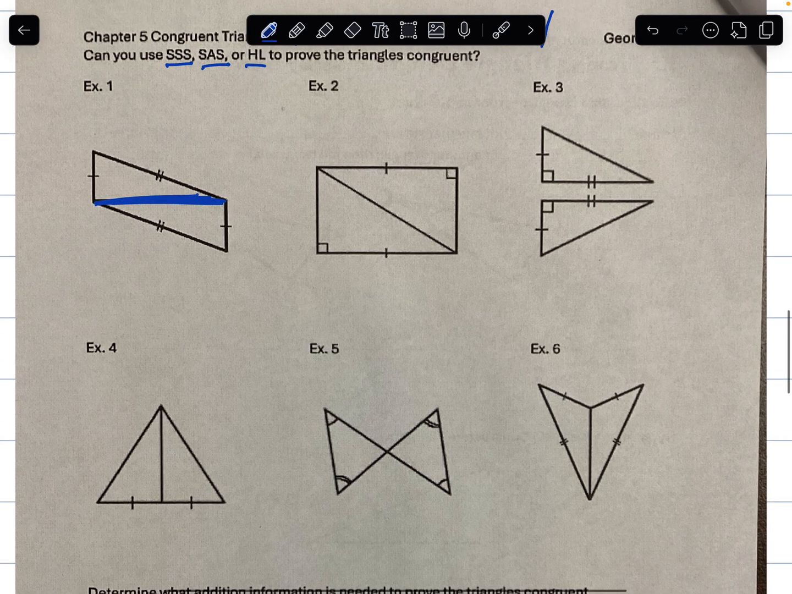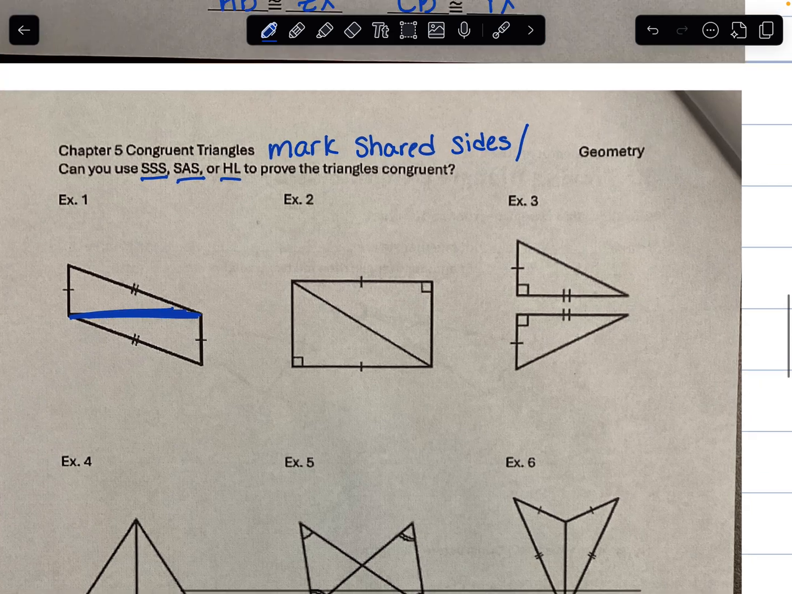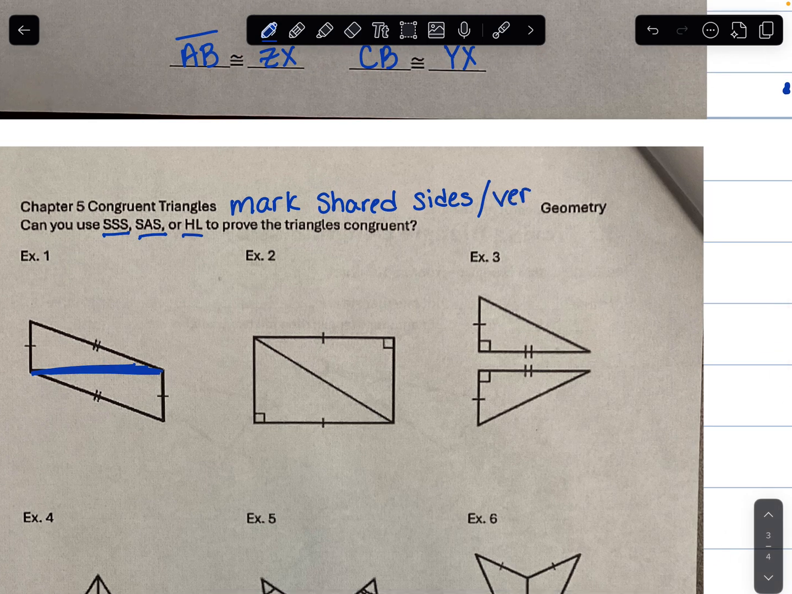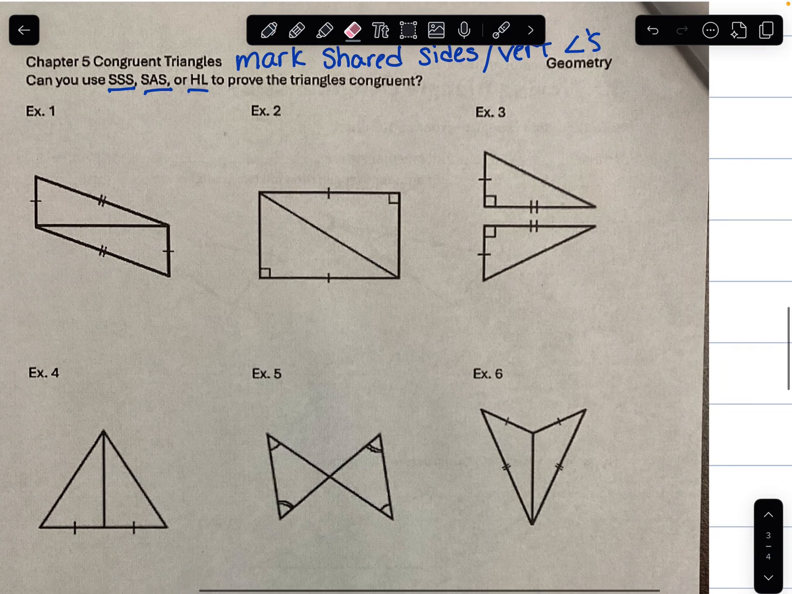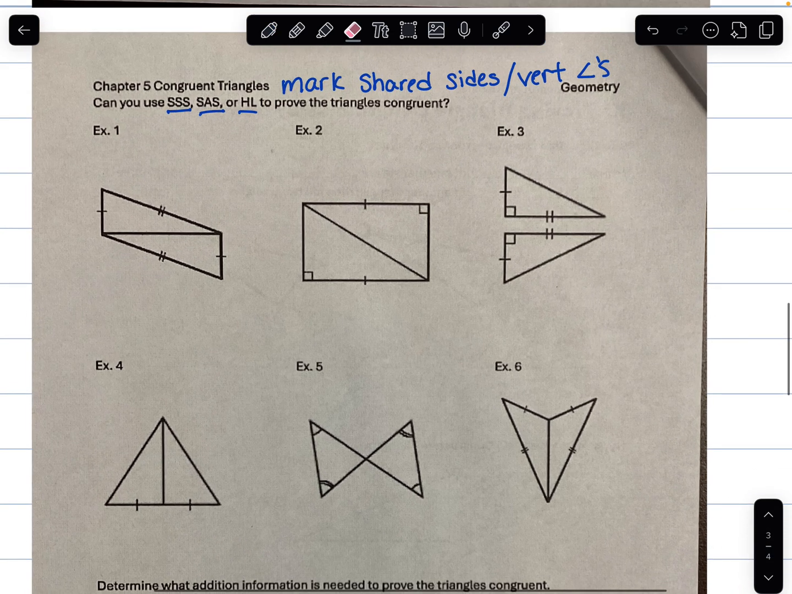And then what other thing do we see on here that's not marked that we know is congruent? Vertical angles. Good. Okay, so I'm going to give you a second. I want you to go through and mark any shared sides and vertical angles that you see on examples 1 through 6.